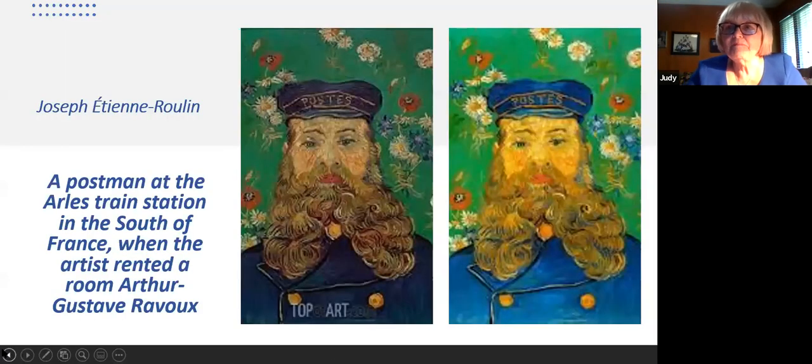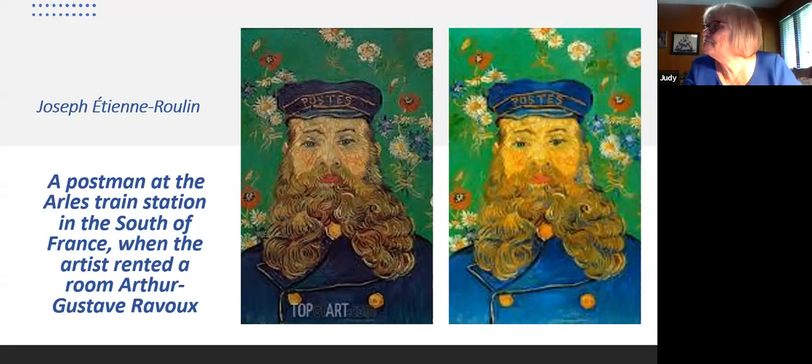Now, he painted, you see again, two different versions of a postmaster. I suppose that's postmaster in French. Now, when he lived in that house, in one room, in the house of Arthur Gustave Ravoux, it was almost like a shed where he lived, not really fit for human living. But I'm mentioning it because one of the paintings that we have at the museum is the daughter of Arthur Gustave Ravoux, and the curator will explain about her.